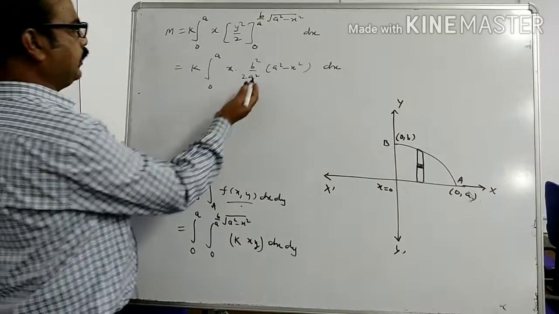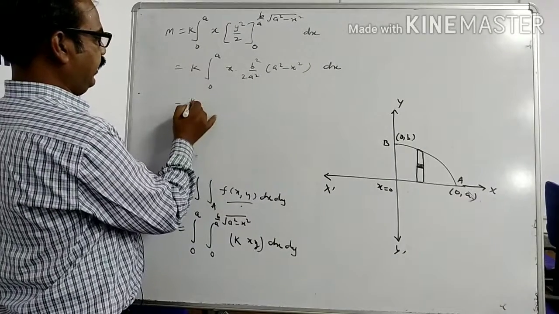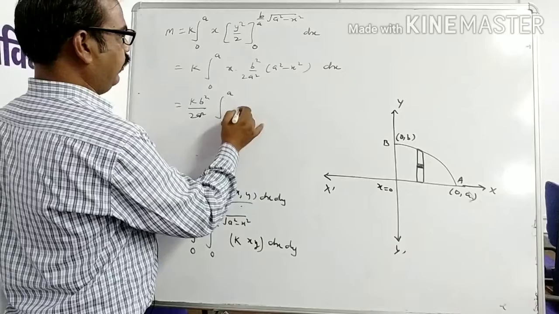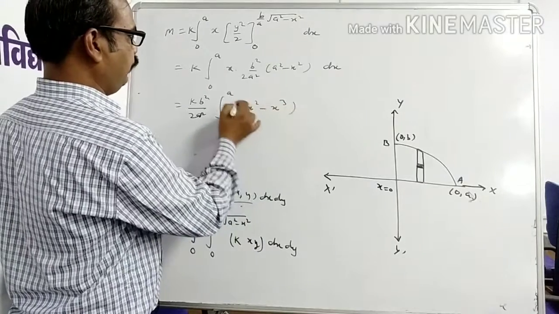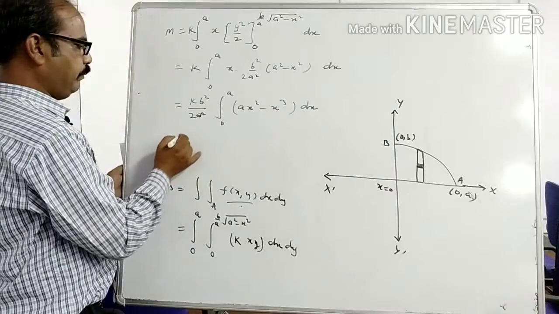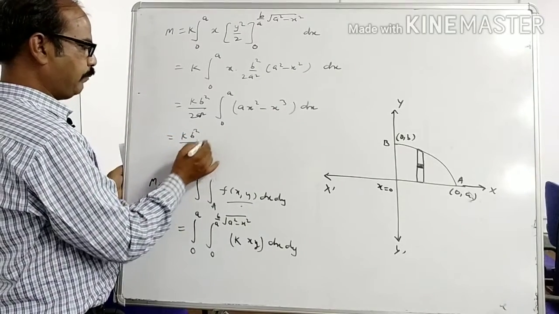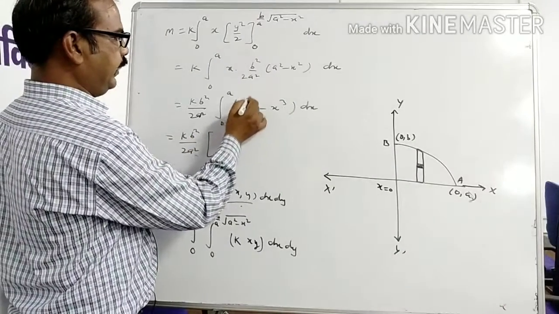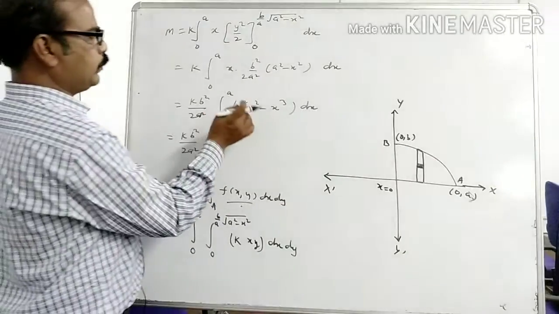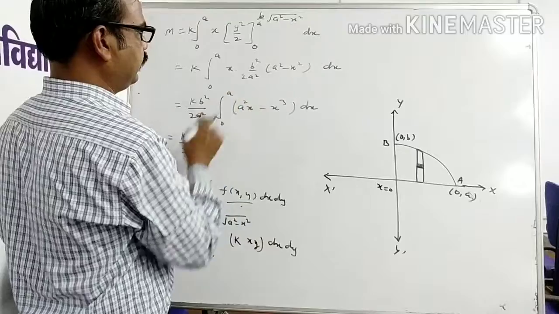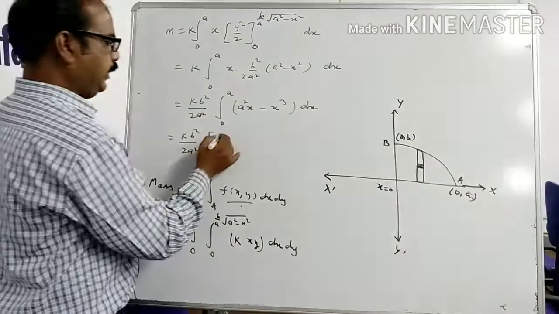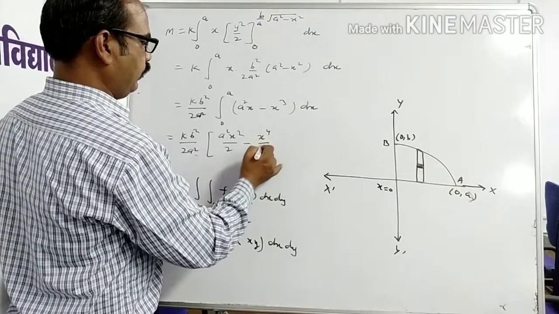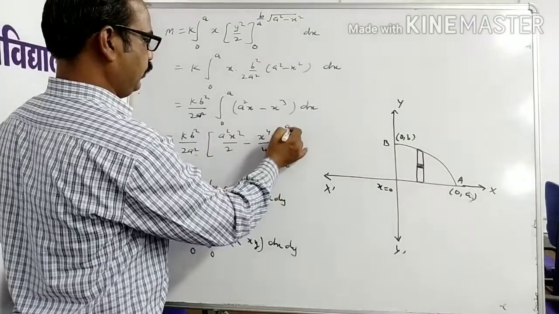Now after taking out this constant k b square by 2a square, we have the integral from 0 to a of (a square x minus x cube) dx. So it will be k b square by 2a square. Now we will integrate this. It is a square x square by 2 minus x to the power 4 upon 4, from 0 to a.